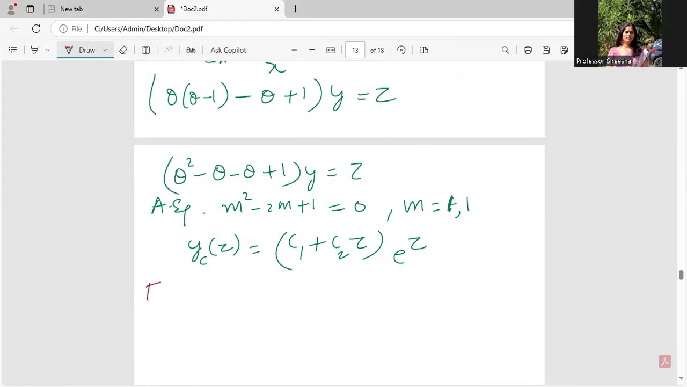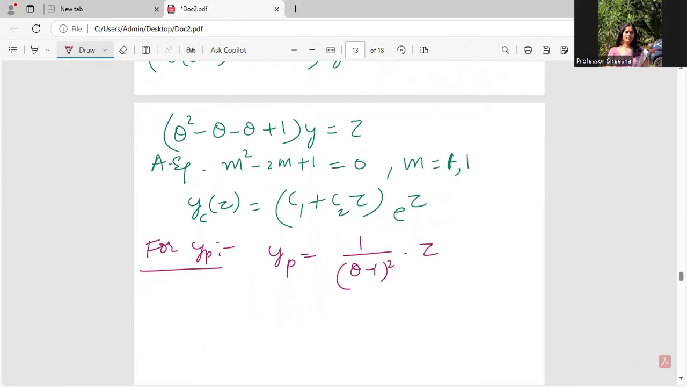Okay. Now for yp, what should I do? yp is equal to 1 by (D minus 1) whole squared, f of D into what's there on the right hand side? It is z. It is not D, I'm sorry. This is theta. Why? Because theta is d by dz, right? Now what should I do? I should rewrite it. I'll take a minus sign common. Of course, it will become plus only because it's coming out of the square. I'll be rewriting it as (1 minus theta) whole squared power minus 2 into z.